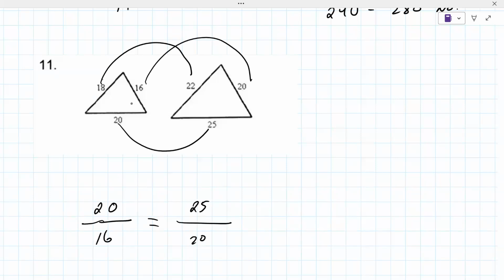And then you would multiply. Does 20 times 20 equal 16 times 25? No. Or yes, it does. Yes, actually. It does.